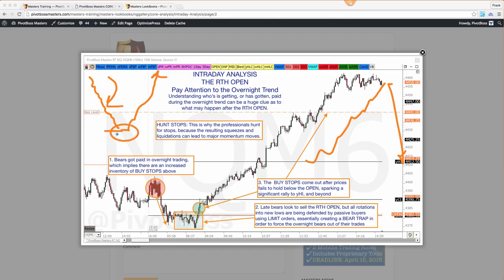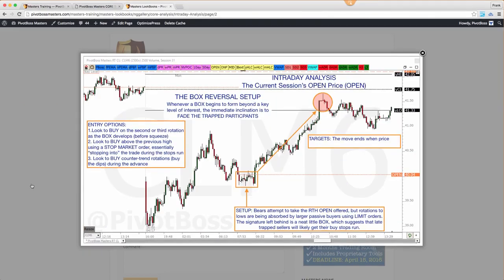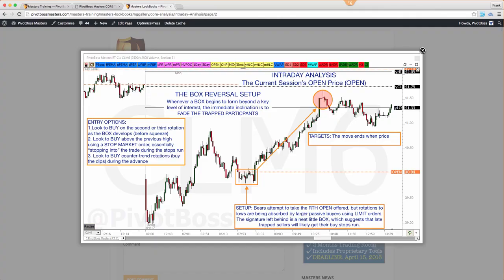Because down here, it stops going down, so now the upside buy stops are at risk. And that's what happened here. Overnight control stopped going down, buy stops here, big release of energy there. Here's another look at it, and this is a different one, but the same concept. This is intraday analysis with the current session's RTH open, and this is the box reversal.